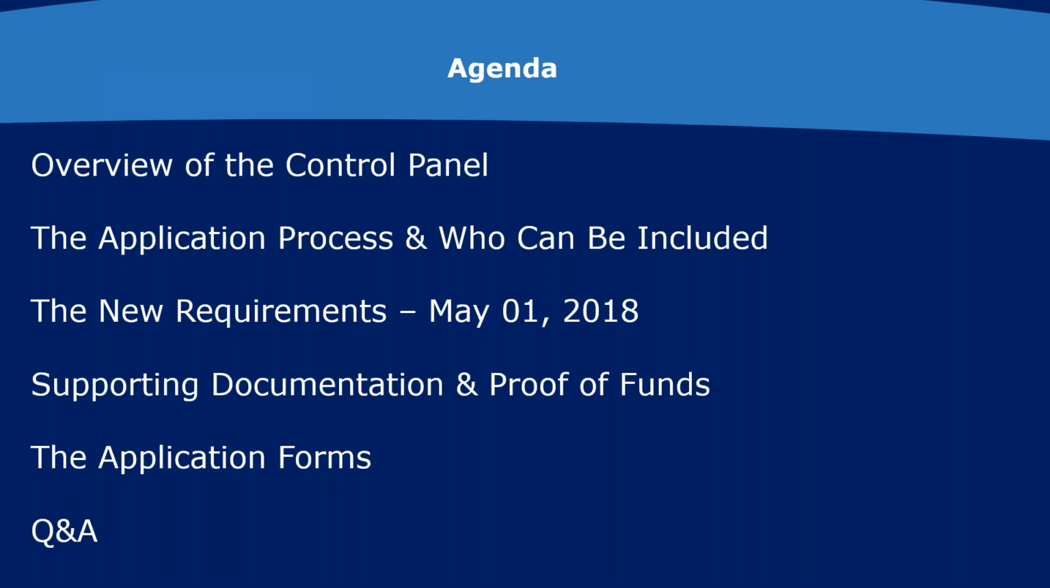So today's webinar, we will start off with a quick overview of the GoToWebinar control panel. We will look at the application process and who can be included in the application package, the new requirements that came into effect last year on May 1st, 2018, and the changes that happened to the application forms and the requirements for the Private Sponsorship of Refugees program, supporting documents and proof of funds for both community sponsors and group of 5 sponsors, application forms, and we will have a question and answer period at the end.